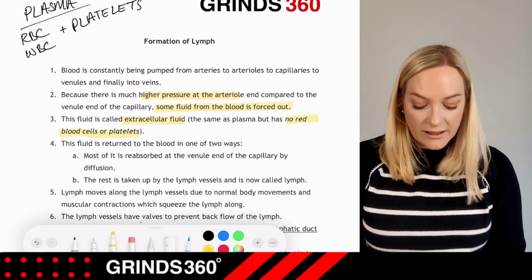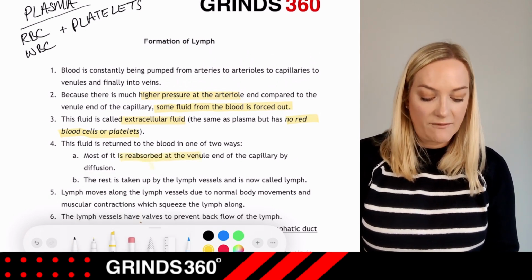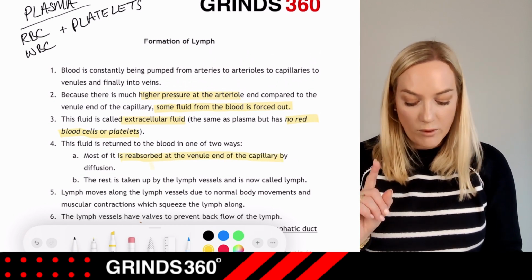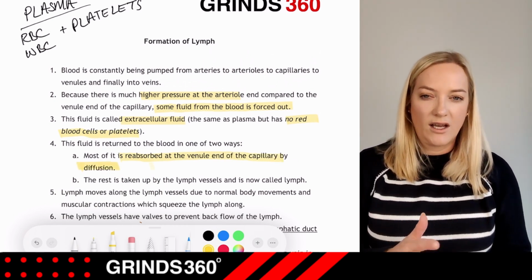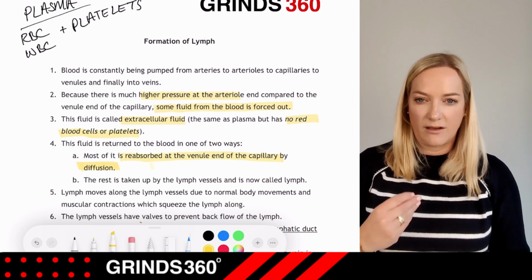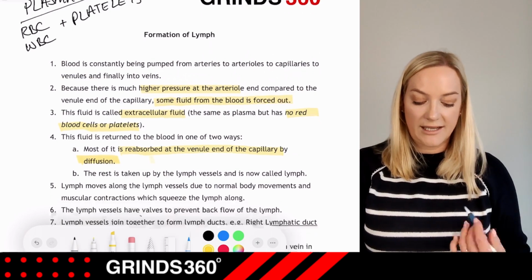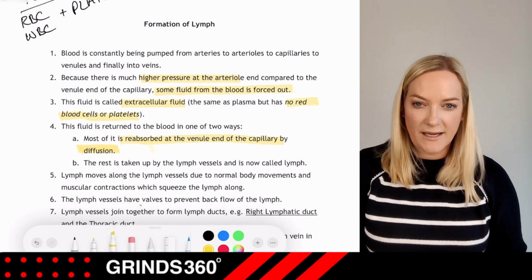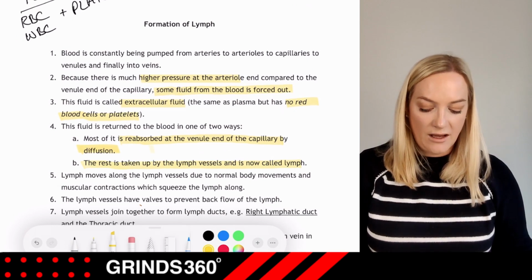So the fluid can be returned in one of two ways. Most of it is going to be reabsorbed at the venule end by the capillaries. By what process? By diffusion. And remember, diffusion is the movement of molecules from an area of high concentration to an area of low concentration. The rest of this extracellular fluid is going to be taken up by the lymph vessel, and that is going to be called lymph.